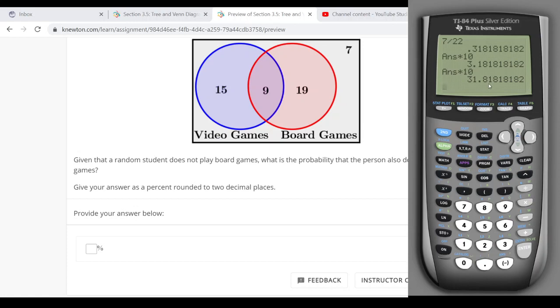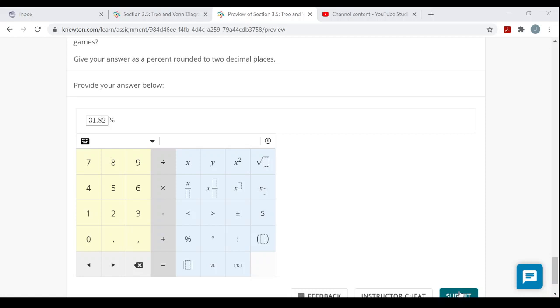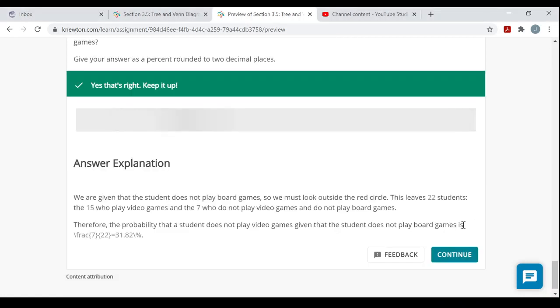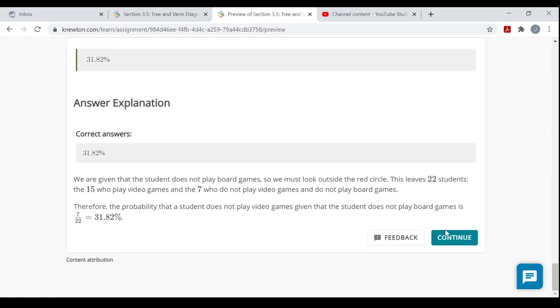So it's 31.8181. So if I round that to 2 decimal places, that would be 31.82, because you got 8 after that, you bump it up. So this is the probability of a person, given that the person doesn't play board games, the probability that they don't also play video games is approximately 31.82%. All right, so I'll enter that. Submit. Wonderful. All right, see, they get the 7 out of 22, as I said before.